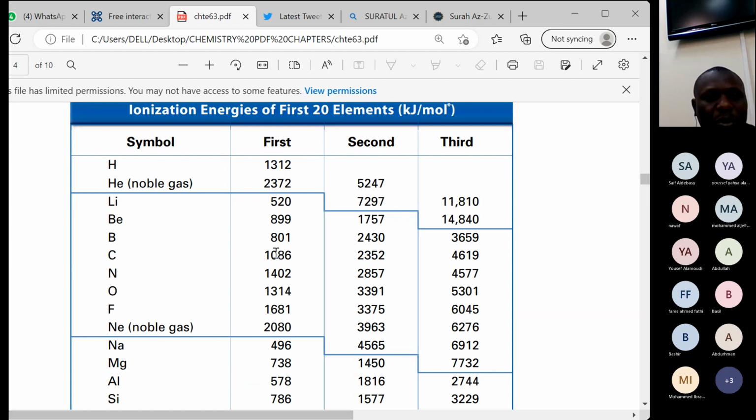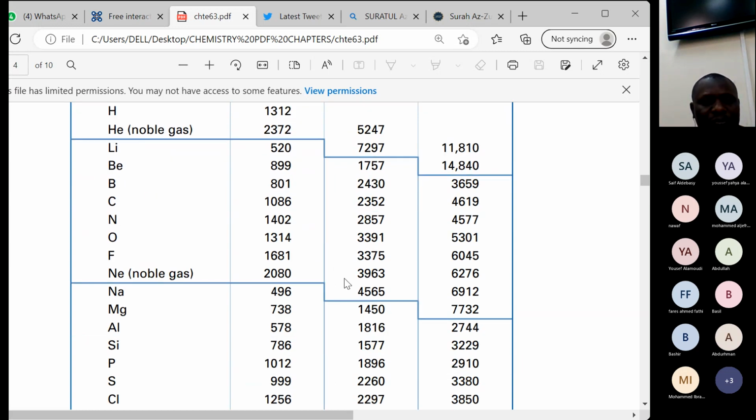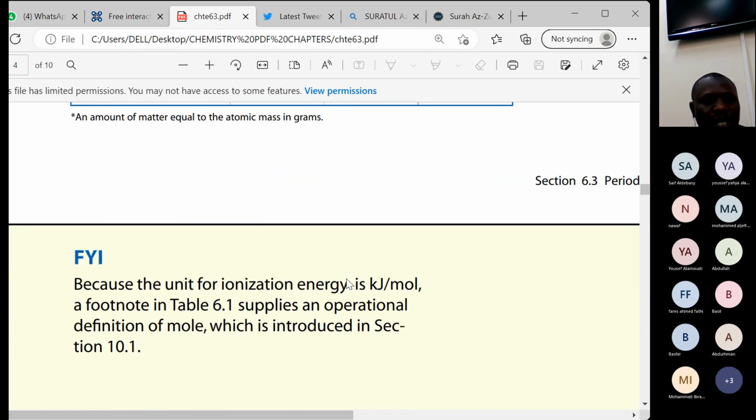Why? Because after you remove the first electron, the electrons that remained are going to be pulled more by the proton, because the nuclear charge is pulling the electrons more strongly. So you require more energy to remove the second electron. And the third ionization energy is even higher, because as you remove electrons, the ones that remain behind are attracted strongly to the nucleus.